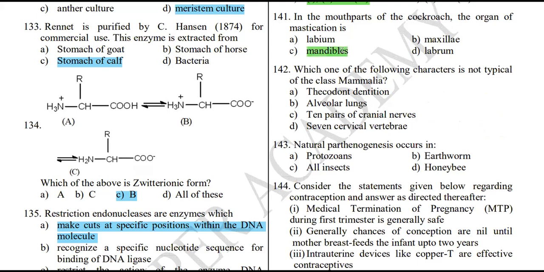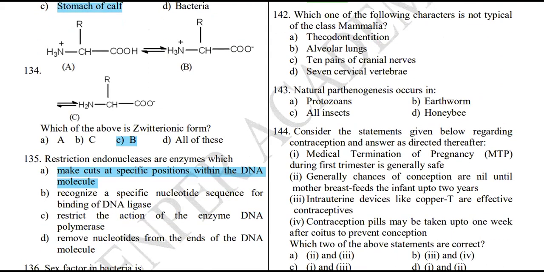Okay, the next question. Which of the following characters is not a typical characteristic of mammals? We all come under chordates. Thecodont means all the teeth are embedded in sockets. So we have all the teeth embedded. So that's a correct one. But they ask which is not the typical character, right? Alveolar lungs, yes, we have lungs and we have alveoli. So that is correct. We have 12 pairs of cranial nerves, not 10 pairs. So this is a wrong statement. So I'm choosing it.